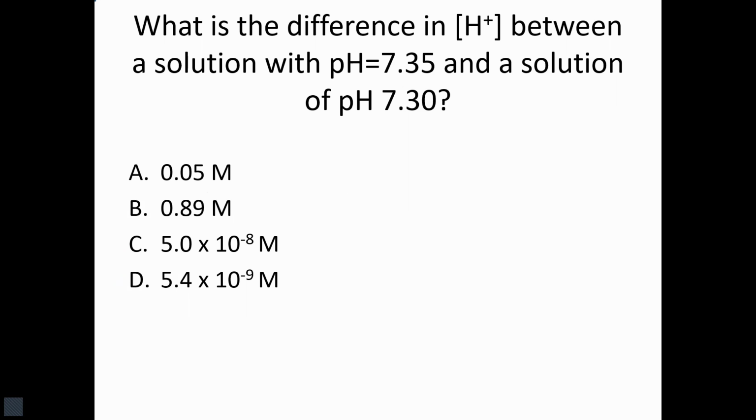How about, can we do some math to figure out what is the difference in proton concentration between a solution that has a pH of 7.35 and a solution of 7.30? So to do this, you're going to need to convert the pHs to the proton concentrations, the H plus ion concentrations, and subtract and find the difference. Take a minute and give it a try.